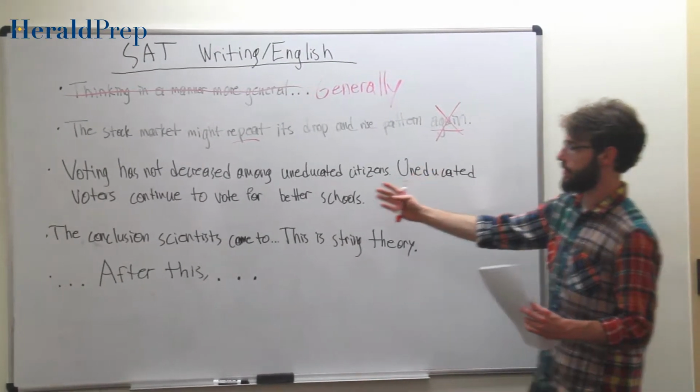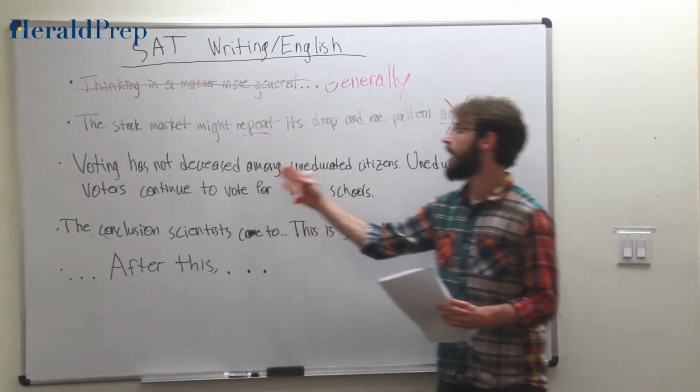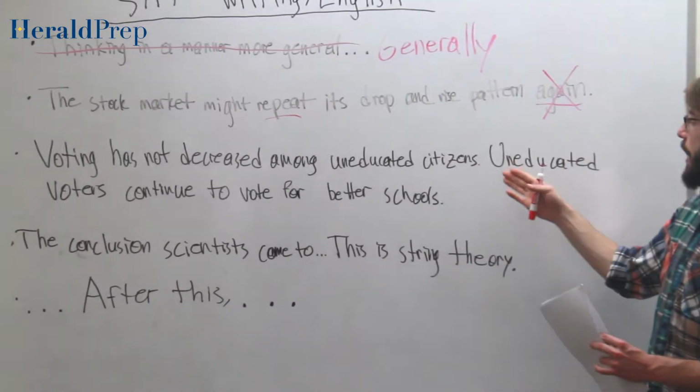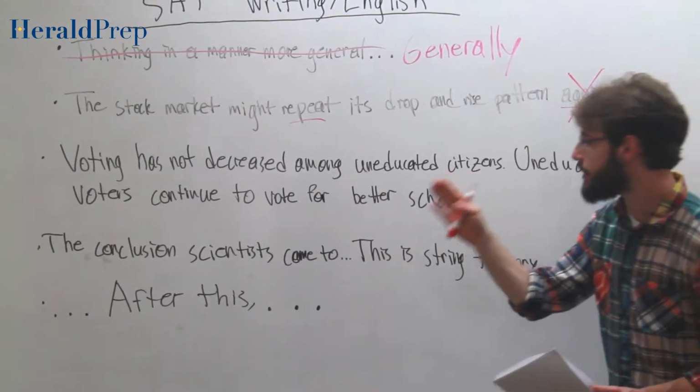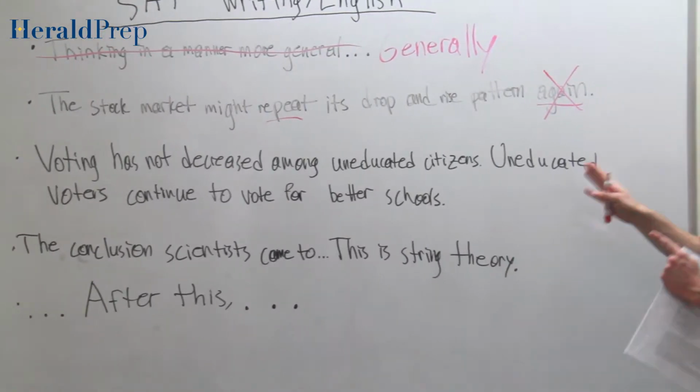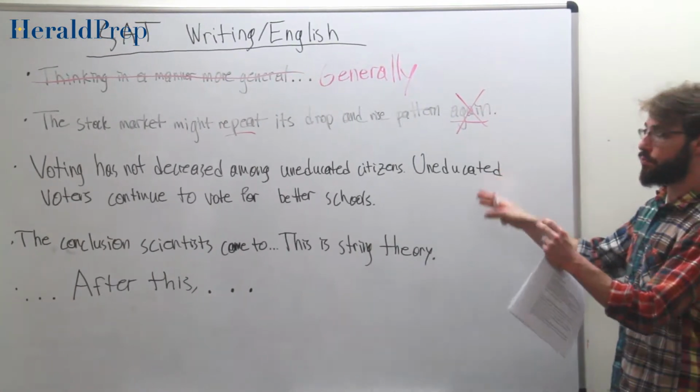So our example sentences here are: "Voting has not decreased among uneducated citizens." Period. Next sentence: "Uneducated voters continue to vote for better schools." Now as you can see here, we have two sentences, each of them grammatically correct.